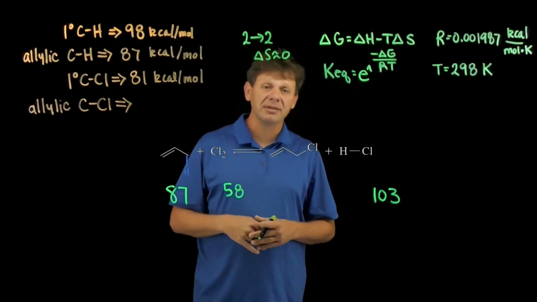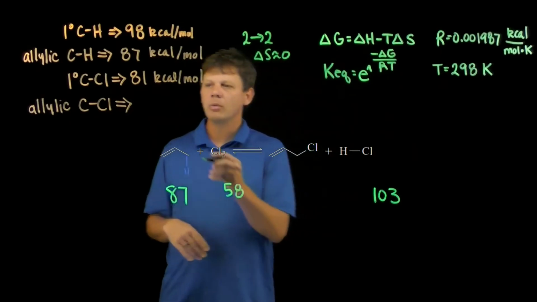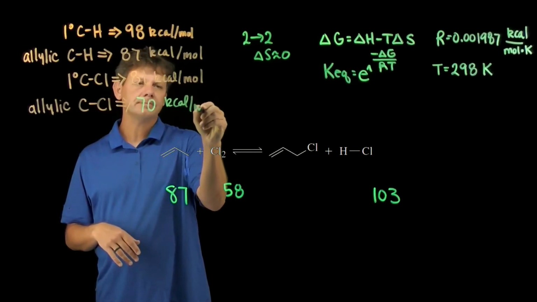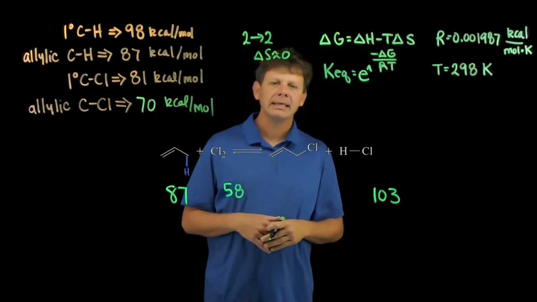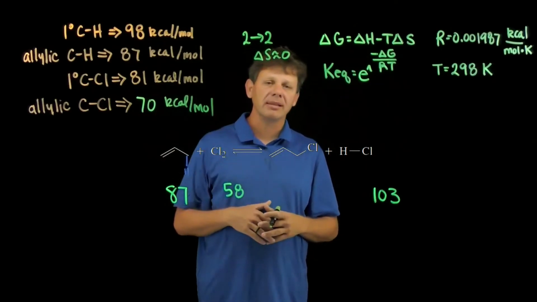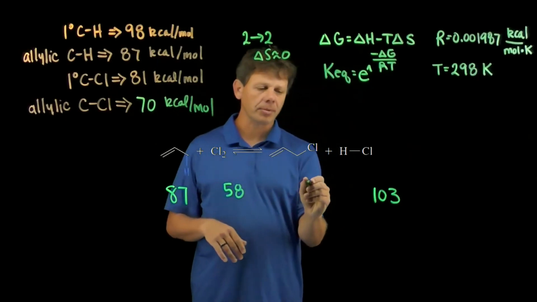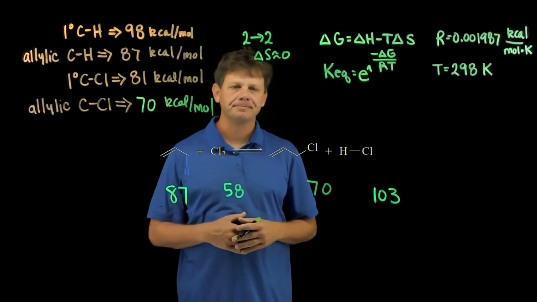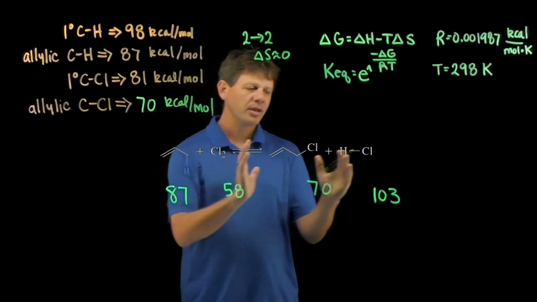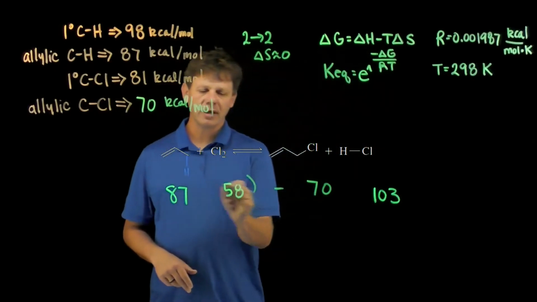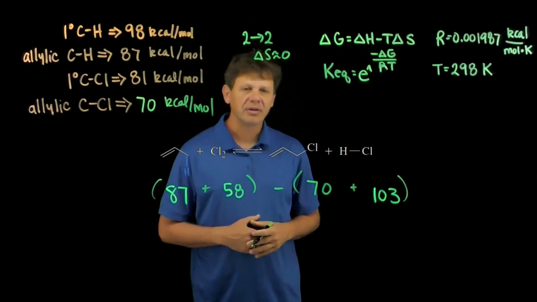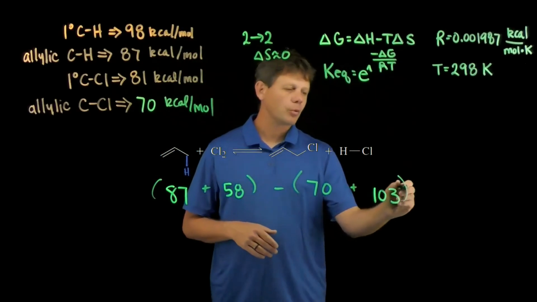If we assume that it's a difference of 11, then we could use a number like 70 kilocalories per mole here. Now again, maybe 70 is not the perfect number for this, but we know it's going to be less than 81. We'll solve the problem using 70. We can take the amount of energy we put in to break the bonds and subtract from it the amount of energy that we form the bonds with, and that's going to give us a value of negative 28.